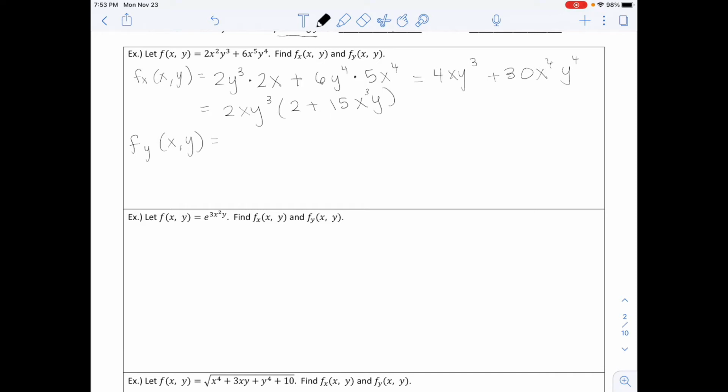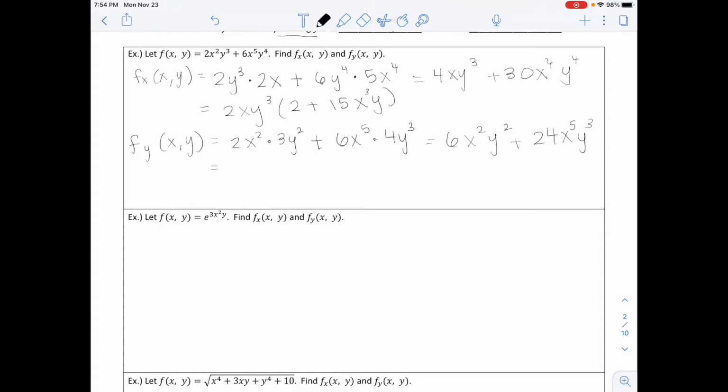So looking at that same function that we had up there that's typed, the 2x squared is just a constant. So I'm just going to bring that down, times y to the third. Taking the derivative of this with respect to y is going to be 3y squared, plus second term, the 6 and the x to the fifth is just a constant. Taking the derivative with respect to y, it's going to be 4y to the third. Simplifying this again and cleaning it up, we're going to have 6x squared y squared plus 24x to the fifth y to the third.